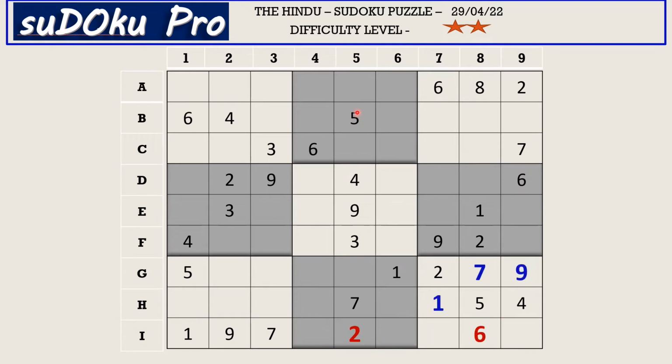In column 5, there are 3 empty cells and this 6 here blocks these two cells. So G5 is the only cell where 6 can be. Now the missing numbers in this column are 1 and 8. There is an 8 blocking from here. So 8 goes here in C5 and A5 takes 1.